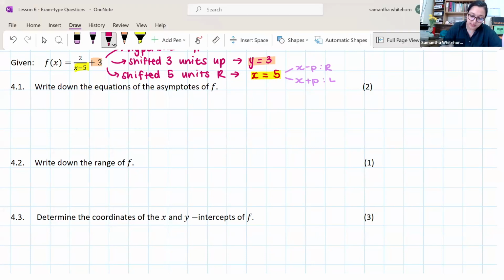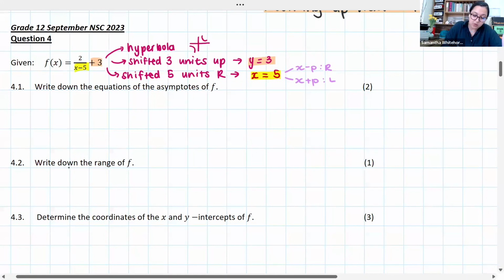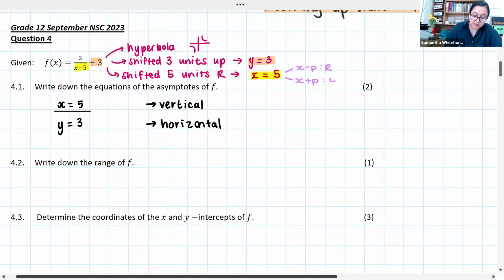So first question, nice and easy because we've already done it. Write down the equations of the asymptotes of f. We've got our vertical asymptote at x equals 5 and our horizontal asymptote at y equals 3. You obviously don't have to write down vertical and horizontal. I'm just going to put it there for us so that we remember that, and so that when we do have to sketch it, we know which is which. But that's all you need to do. These 2 equations, that was the only information I required of you for this question.